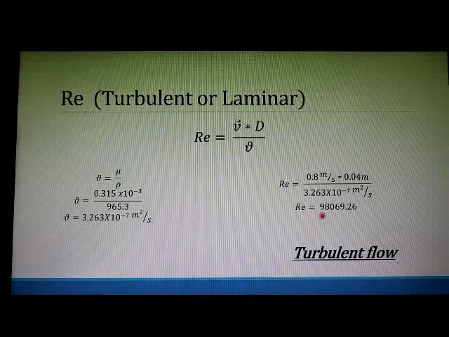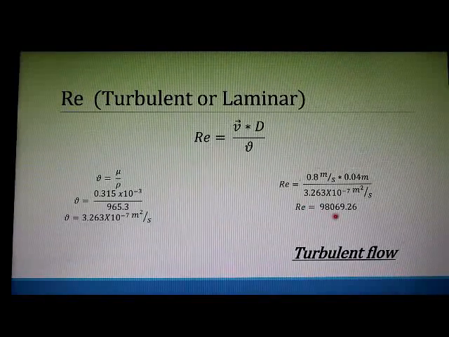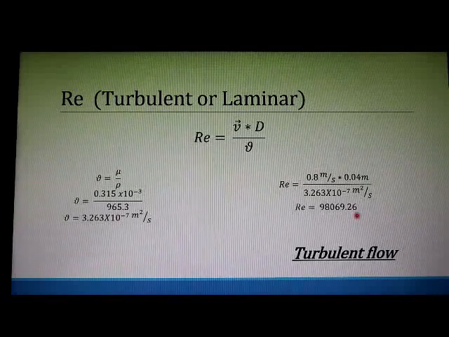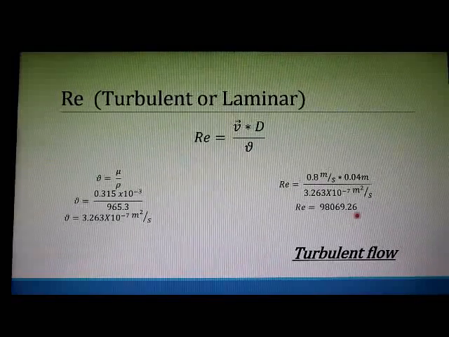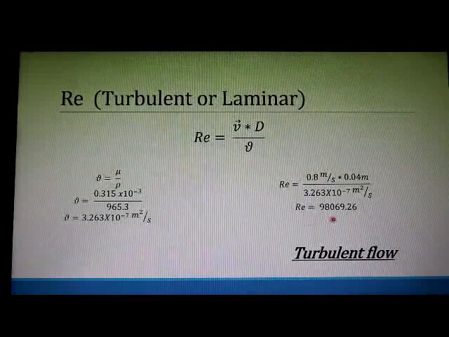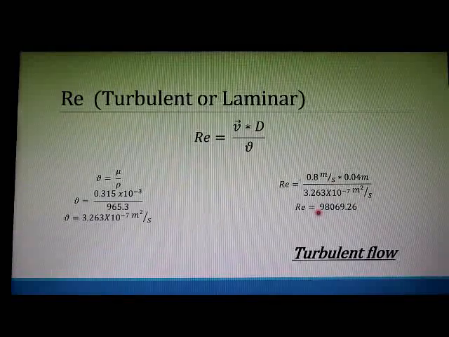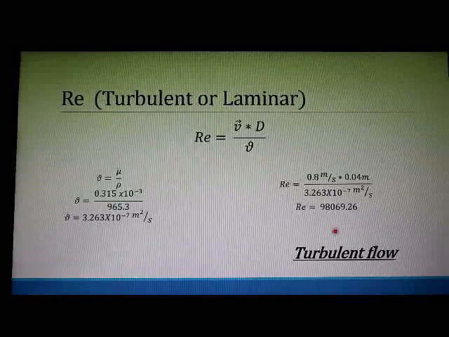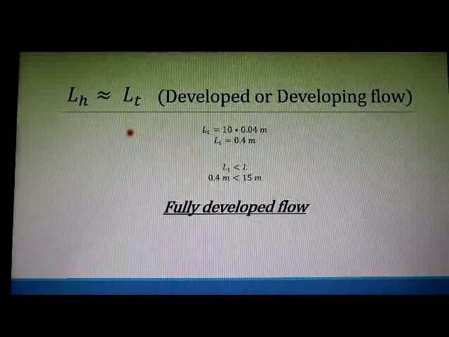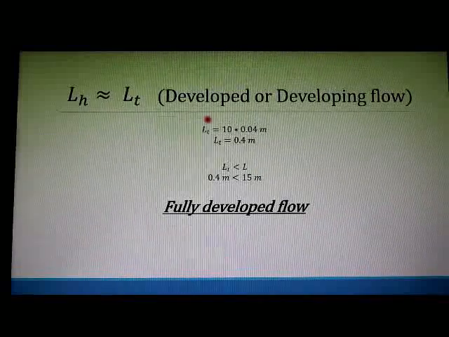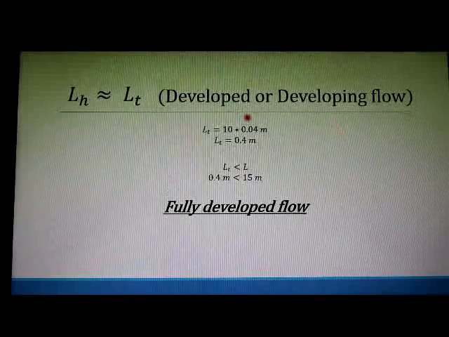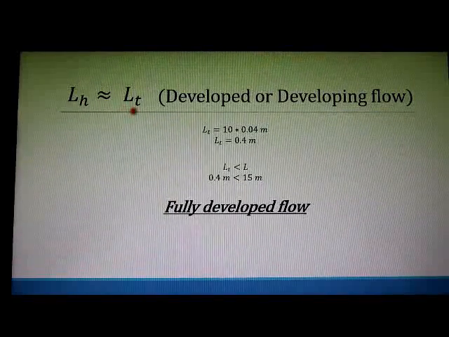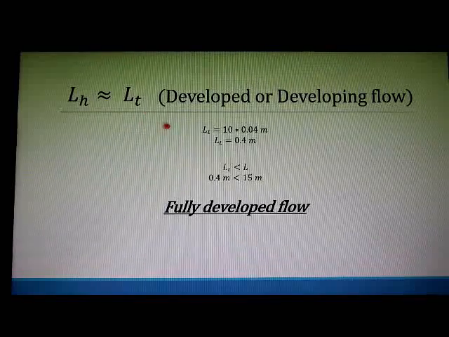When we have this, we have that Reynolds is 98,069.36. That is big, compared to the laminar Reynolds that we really want. That means that this is a turbulent flow. When we have that, now we have to find if it's a developed or a developing flow. For that we have to find the length for heat and the length for the transfer.